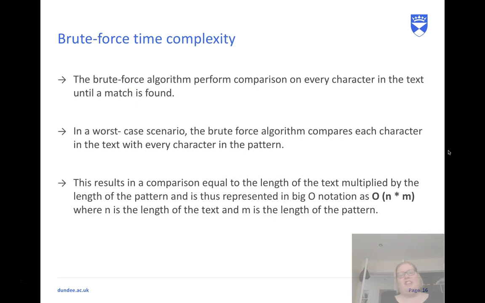The brute force algorithm performs comparisons of every character in the text until a match is found. In the worst case scenario, the brute force algorithm compares every character in the text with every character in the pattern. That results in a number of comparisons equal to the length of the text multiplied by the length of the pattern. And thus in big O notation it is O(n times m), where n is the length of the text and m is the length of the pattern. So it really can take a long time to work through a string like this.